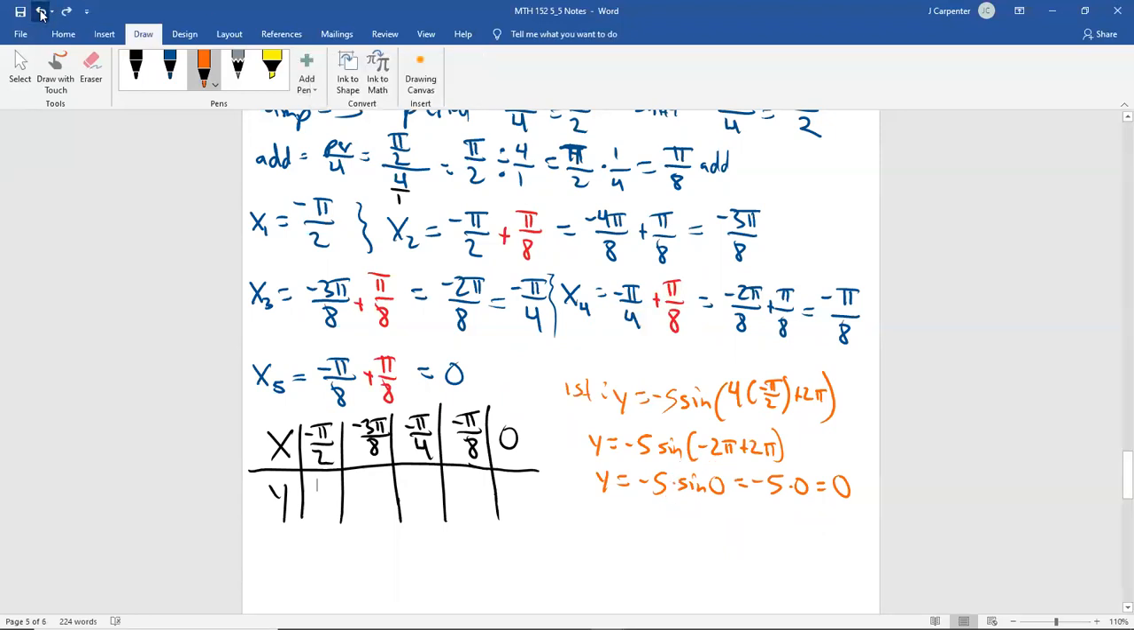That's why, with practice and memorization, we can just go straight to, all right, we know these are 0, 0, 0. And then if you plug in the second one, you can confirm that it goes negative 5 and then positive 5.